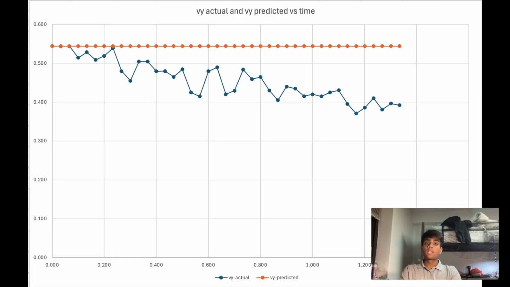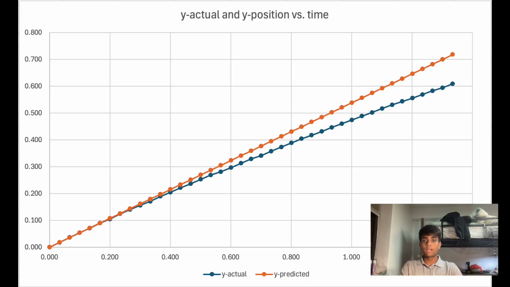When the two sets of data points from the observed experiment and the computed experiment are compared in Excel, you can see that unlike the computed model where the velocity stays constant, the velocity in the observed data fluctuates and reduces over time. When the positions are compared, the observed data points plot a curve, whereas the computed data points plot a straight line.